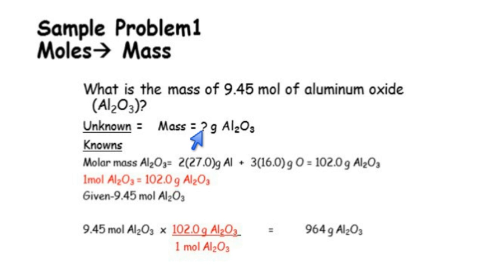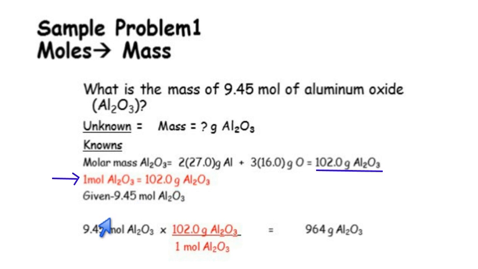So this is what we're looking for. We know we have to add up the molar mass of aluminum. We have 2 aluminums, 2 times 27, which we looked up in the periodic table, plus 3 times the mass of oxygen, 3 times 16. So 1 mole of aluminum oxide equals 102 grams. This is going to be our conversion factor, just like 1 hour equals 60 minutes. This is how I convert between moles and mass.